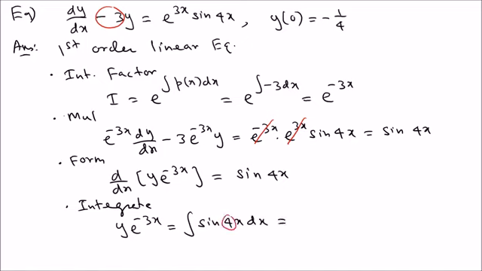k equals 4, so you can divide by that. This is sine, so it's a negative cosine. So this can be negative 1/4 cosine 4x plus c. Don't forget that.